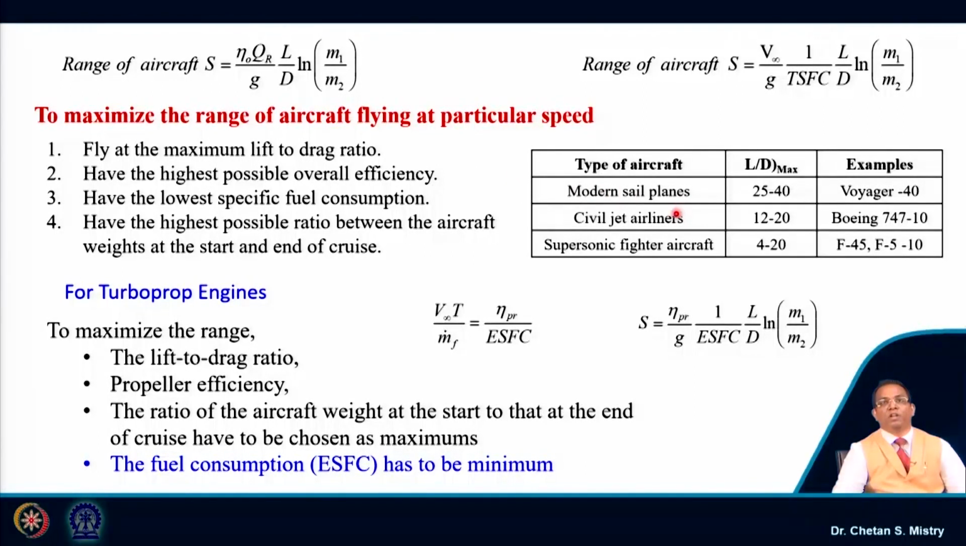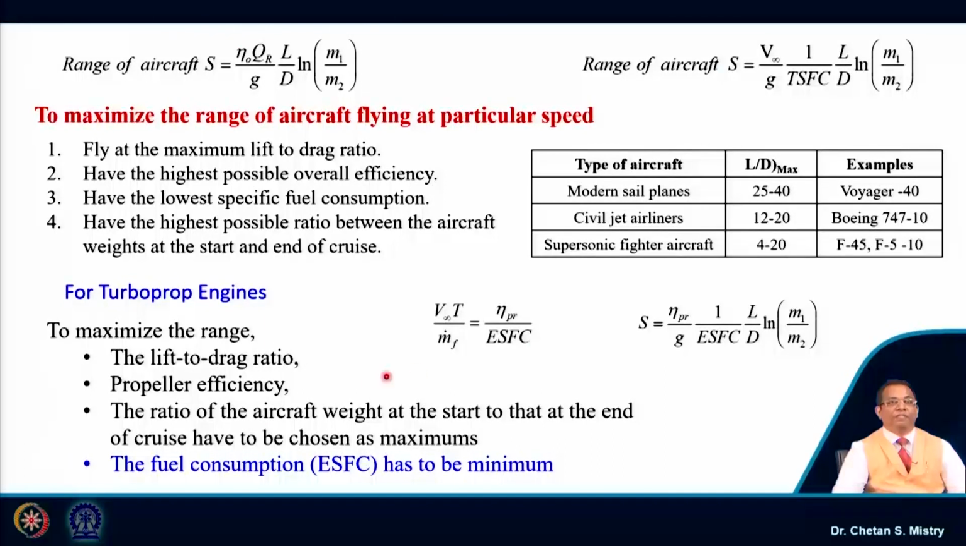It says for modern sail, for civil jet, for supersonic fighter jet, my L by D ratio is what is varying. Here, if you look at civil jets like the 747, it is in the range of 12 to 20. Similarly, we can represent the range of the aircraft for a turboprop engine also. That is represented in terms of propulsive efficiency or propeller efficiency, and here, in place of thrust specific fuel consumption, we will have equivalent specific fuel consumption.